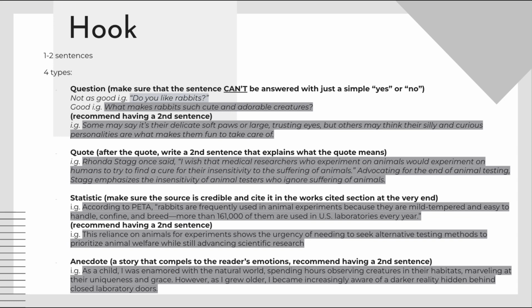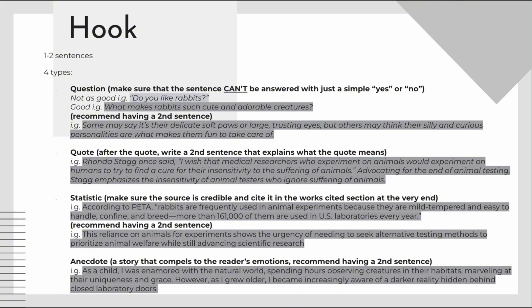Let's move on to the quote hook. In the quote hook, you quote someone else's words and write a second sentence that explains what the quote means in your context. For example, Rhonda Stagg once said, "I wish that medical researchers who experiment on animals would experiment on humans to try to find a cure for their insensitivity to the suffering of animals." Advocating for the end of animal testing, Stagg emphasizes the insensitivity of animal testers who ignore the suffering of animals.